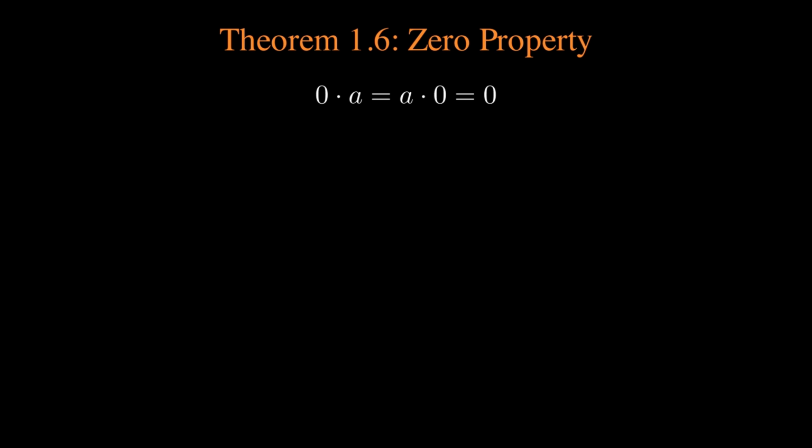Here's why. By axiom 4, we have 0 plus 0 equals 0. Multiply both sides by a, using the distributive law from axiom 3, a times the quantity 0 plus 0 equals a times 0. This gives us a times 0 plus a times 0 equals a times 0. By axiom 5, there exists negative a times 0. Add it to both sides.